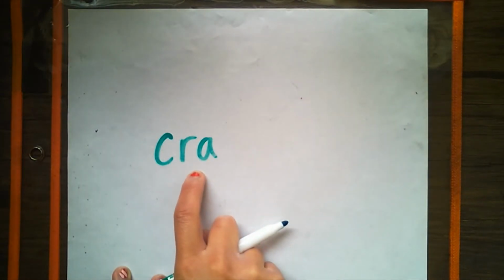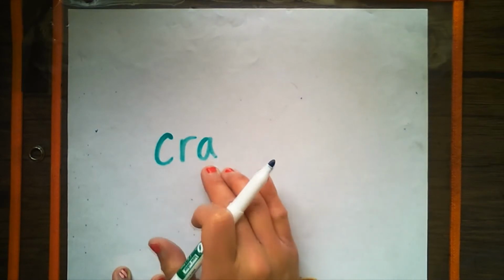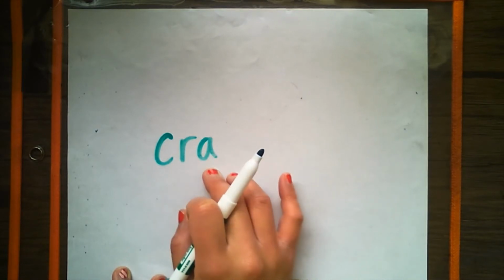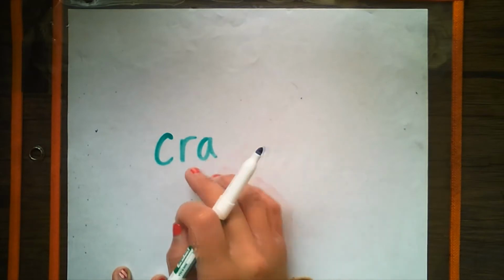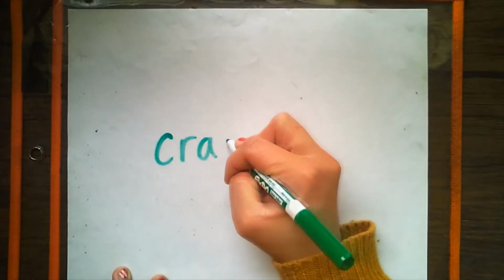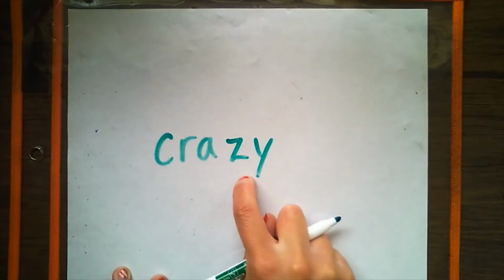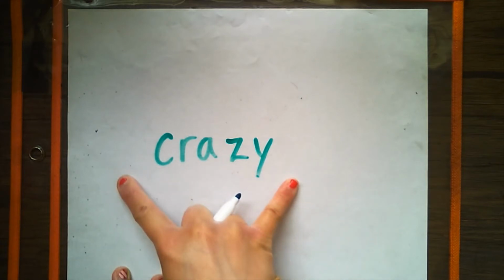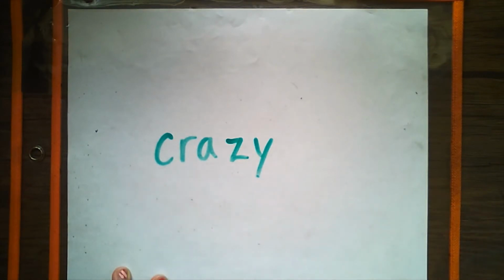Read cray. And remember, the vowel is at the end of the syllable, so it's going to be a long A, usually. Read cray. Read Z. Read the whole word, crazy.